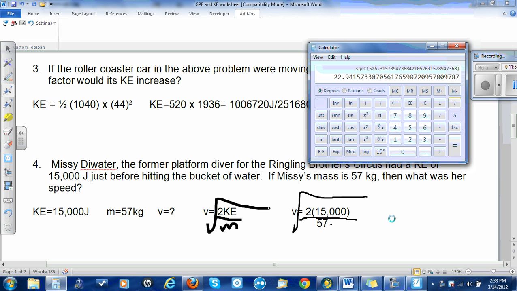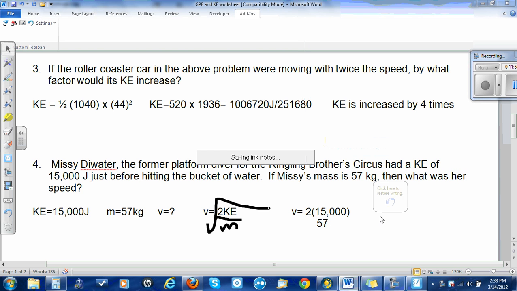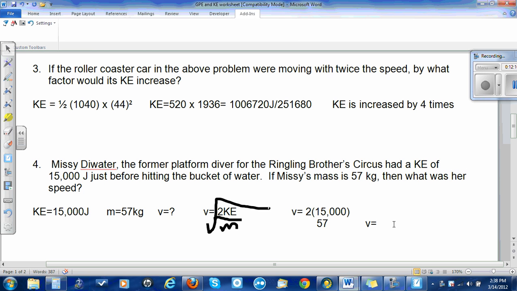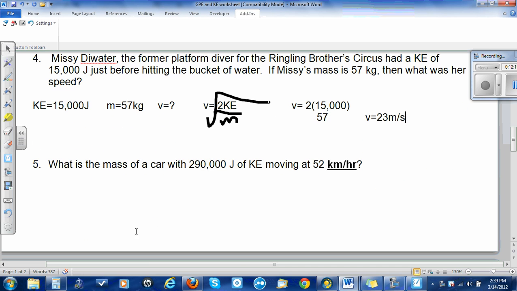Yep. So, as you see there, then V equals, whatever that number was, 22.9, we'll round it to 23. That's going to be meters per second. Okay? All right. Next problem.